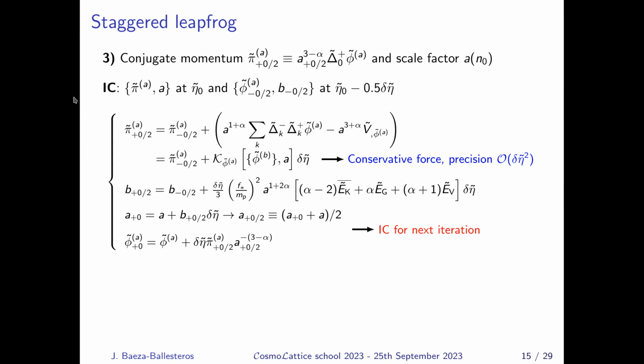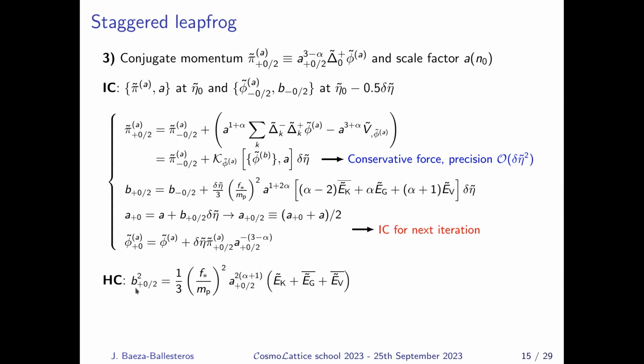And finally, after computing all these quantities, we use them again as the initial conditions for the following iteration. So we evolve the conjugate momentum, the scale factor, the scalar field, and then we start again using the results from the previous iteration for the following one, as is usual for these numerical methods.